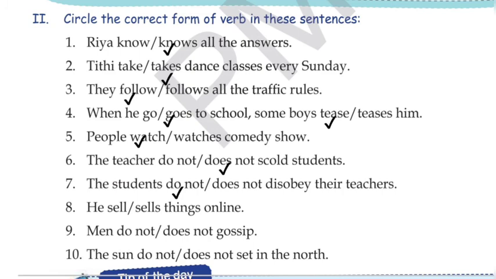Now number 8, he sell or sells. So he is singular, so it should be sells. Number 9, men, which is plural, so it should be do not or does not. So it should be do not. Number 10, the sun is singular, so it should be does not or do not. As the sun is singular, it should be does not, set in the north.